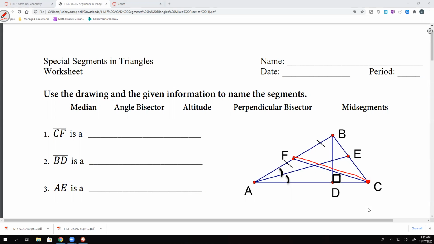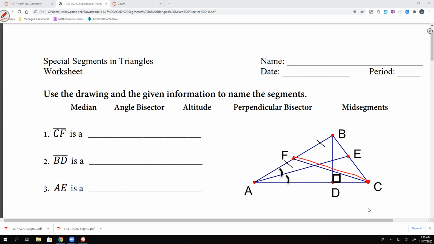Okay, so which one of these has to start at a corner? Angle bisector, a what? Maybe, not necessarily. An altitude has to start at a corner, right? And so does a median. Okay, now let's look at the other side over here.